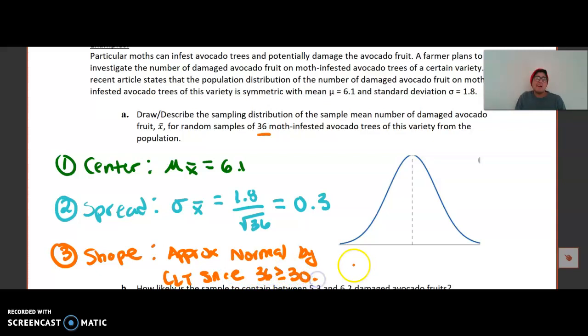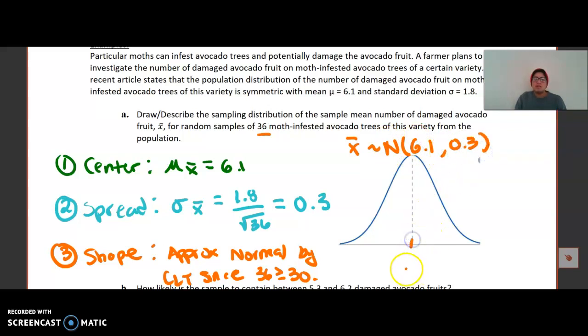Remember, we want to justify our conditions, and I did not do a great job here on 1 and 2, but hopefully you were following along. So because it appears that all 3 of our conditions have been met, we can say that the sampling distribution of x bar, which is the number of damaged avocado fruit, here is going to be approximately normally distributed with a mu of 6.1 and a sigma of 0.3.